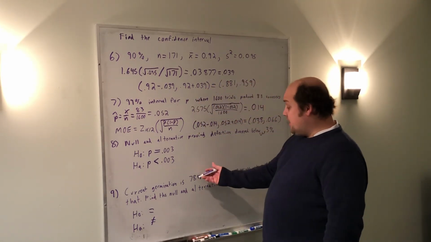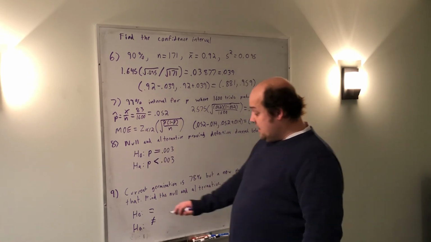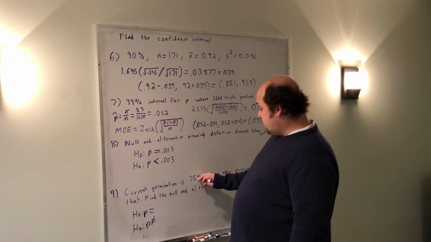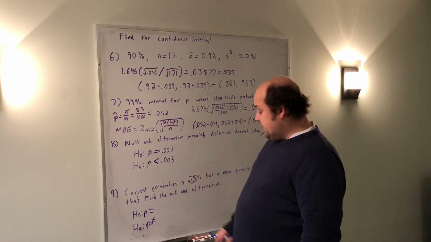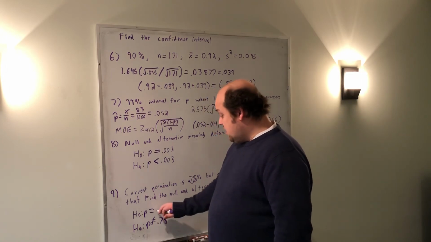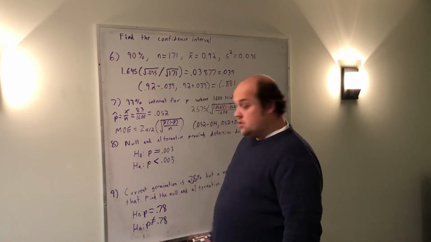In this case, the germination rate is a proportion or percent. That's why I use the population value P. If I move the decimal twice, that's how I get to 0.78. So my alternative is P is not equal to 0.78. My null is that P is equal to 0.78.